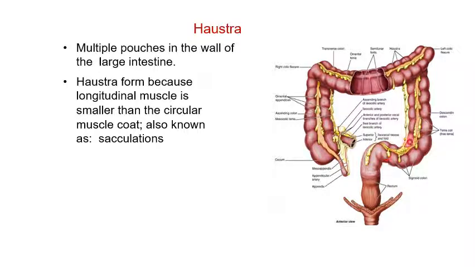So what will happen? The inner muscle coat has to adjust within the small outer longitudinal muscle coat. So how can it adjust? By forming outpouchings like this. The inner length is greater than the outer muscle, so by forming outpouchings it is adjusting within this outer longitudinal muscle coat. So that is why these haustra or haustrations are formed.